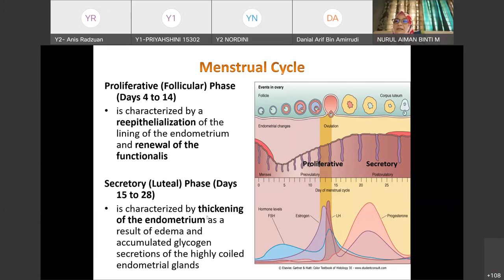So it's characterized by thickening of the endometrium as a result of edema and accumulated glycogen secretion of highly coiled endometrial glands. Okay. So basically, it's just a preparation for pregnancy. You can see the progesterone hormone increase here. And mainly, progesterone is the one that is going to maintain the corpus luteum. It is also responsible for the secretory phase, or the thickening of the endometrial wall. Okay? So we go towards the proliferative phase.